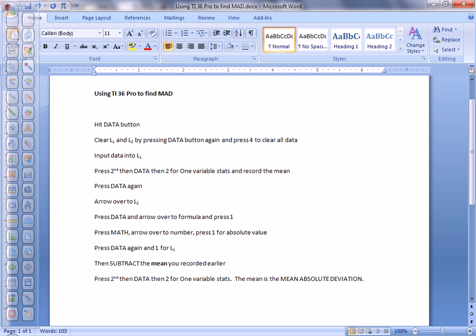So we have entered the data. How can we use the calculator to now find the mean of that data? Second, data. Then press 2 for one variable stats and record the mean. N is the mean, right? X bar. Oh, N represents the number of pieces of data. Okay, did you get an X bar or a mean of 5.75? Yes. Okay, if you did, that means you entered your data correctly.